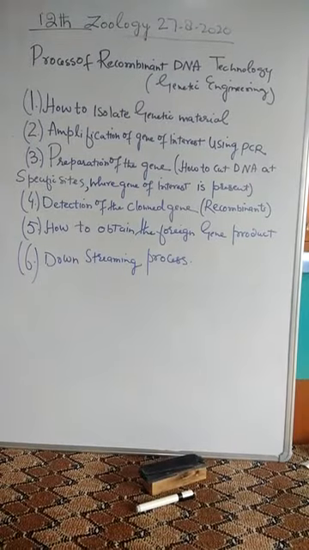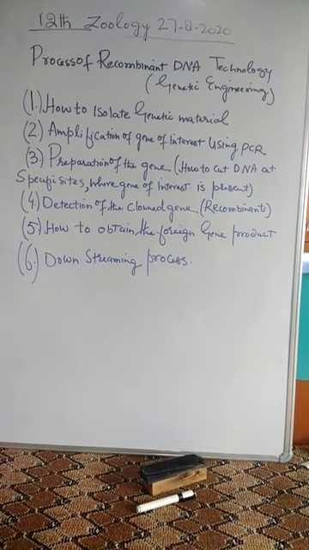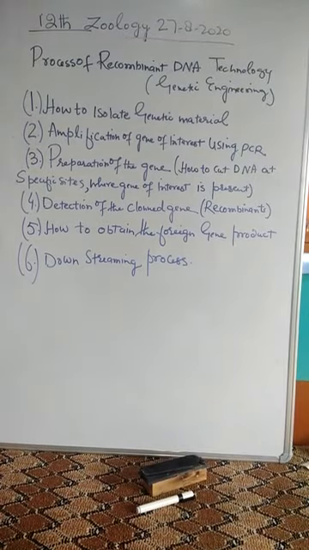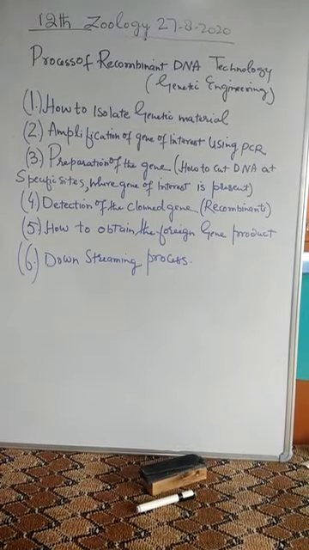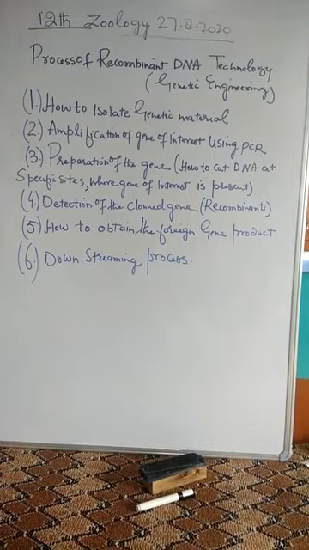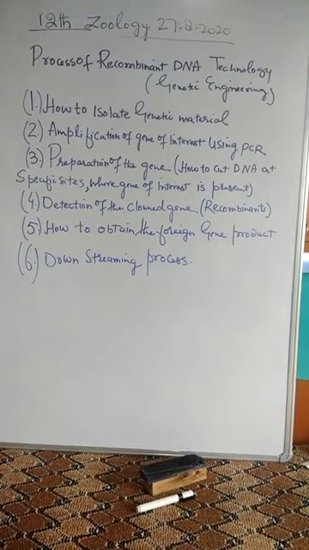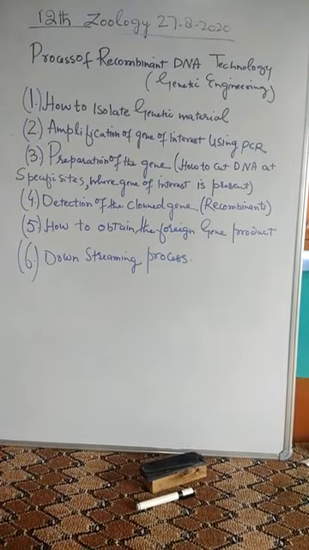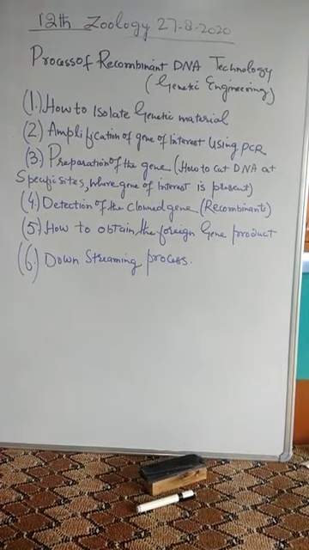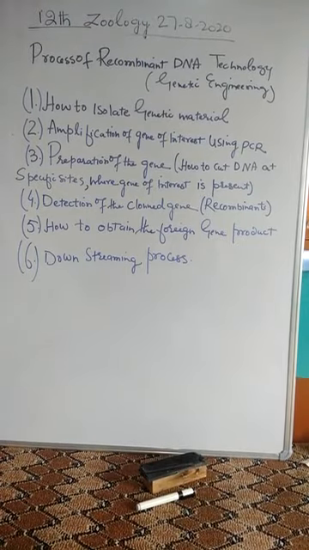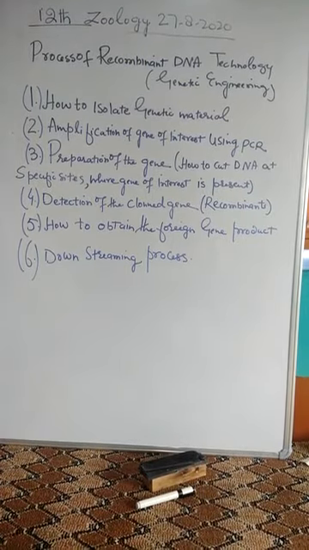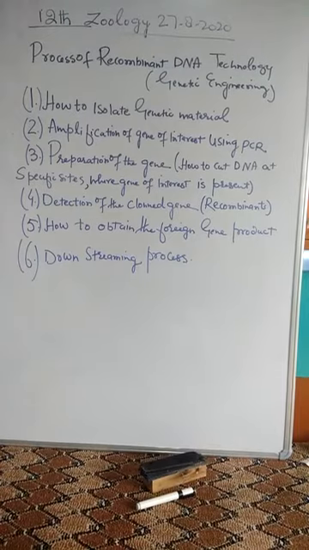Step number 1 is how to isolate genetic material. Step number 2, amplification of gene of interest using PCR. Step number 3, preparation of the gene, how to cut DNA at specific sites where the gene of interest is present. Step number 4, detection of the cloned gene, recombinant. Step number 5, how to obtain the foreign gene product. Step number 6, downstreaming process.